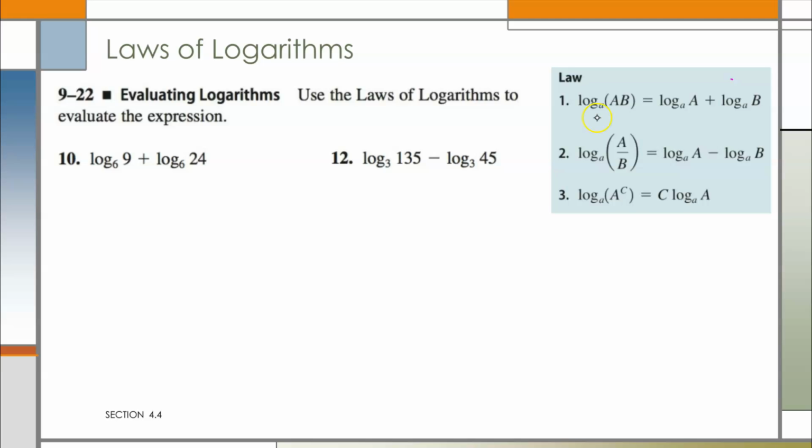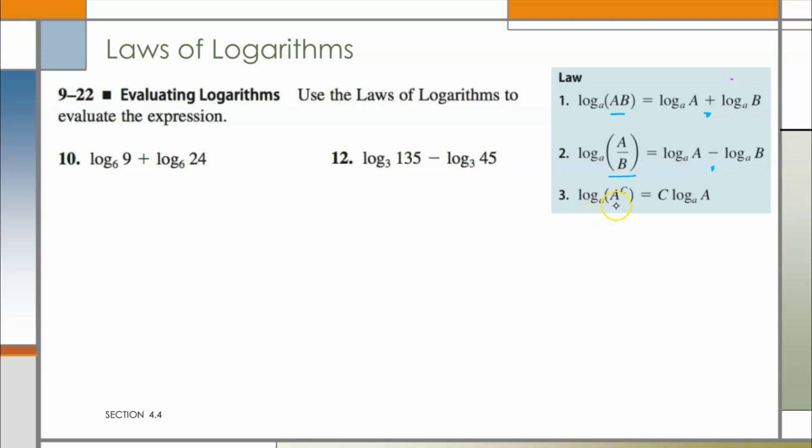The first law says if I have a log, no matter the base, log base a, of something being multiplied together, we can separate the two with addition. Log base a of A times B can be rewritten as log base a of A plus log base a of B. Whatever we're taking the log of, base a, if the operation is division, then we separate with subtraction.